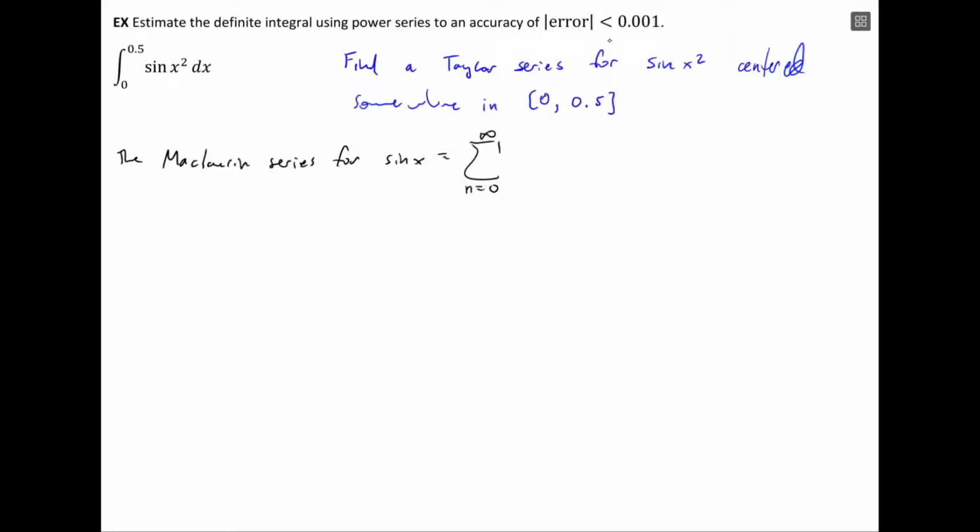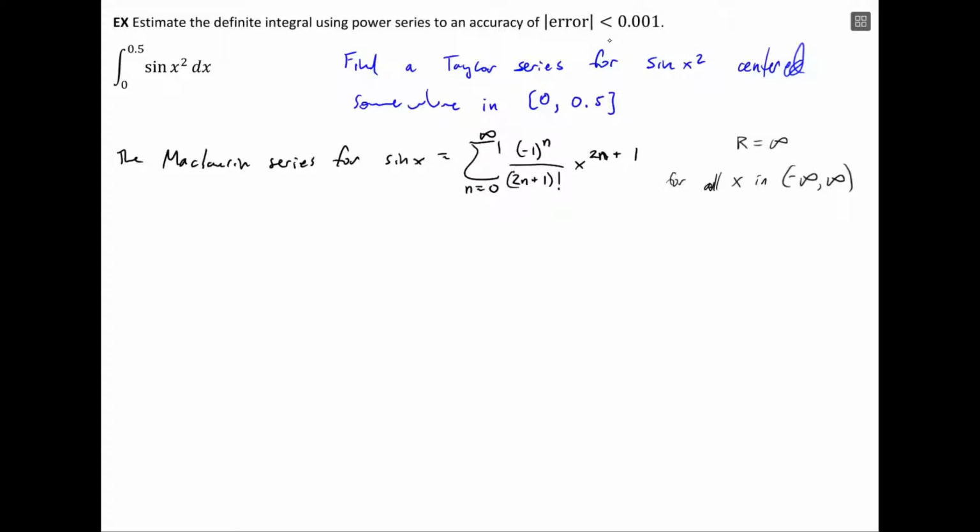Sum from 0 to infinity of -1 to the n divided by (2n plus 1) factorial times x to the 2n plus 1. Always remember what your radius of convergence is. In this case, R is infinity, so this formula is good for all x from -infinity to infinity.